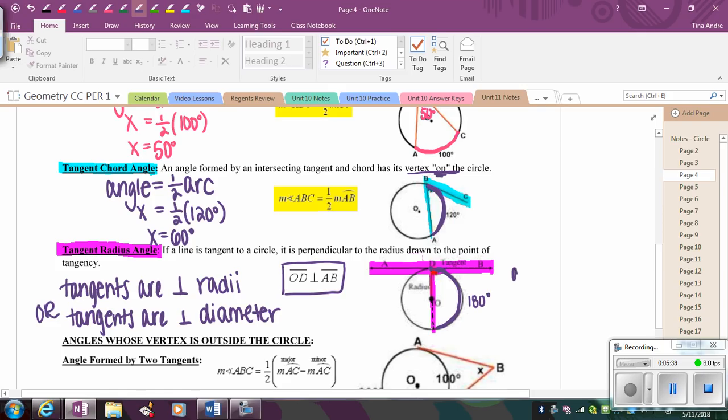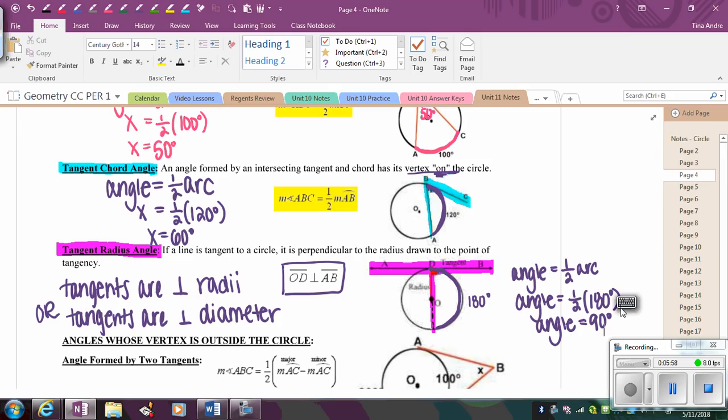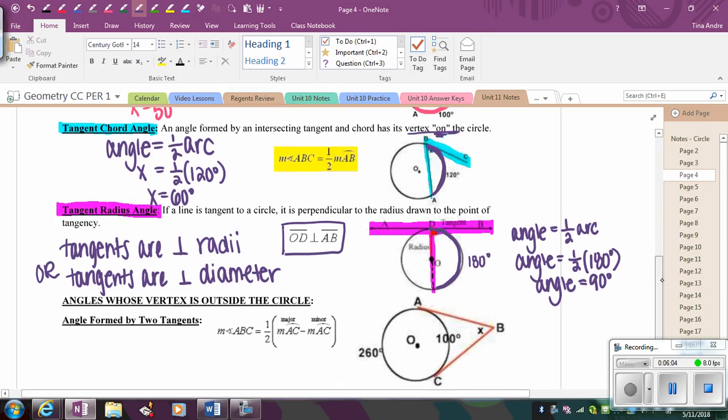So I'm going to just make sure you see the formula as well. The angle equals 1/2 the arc. Well, the angle has to be half of the semicircle, which was 180 degrees. So that's why the angle has to be 90, forming the perpendicular lines. So in summary, whenever the vertex is on the circle, notice we're using that same formula. The angle is 1/2 of the arc.